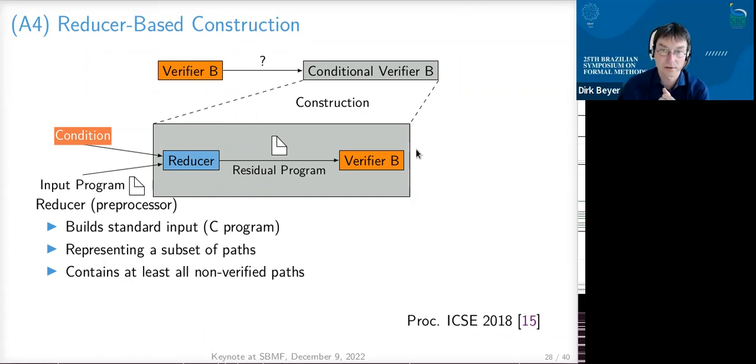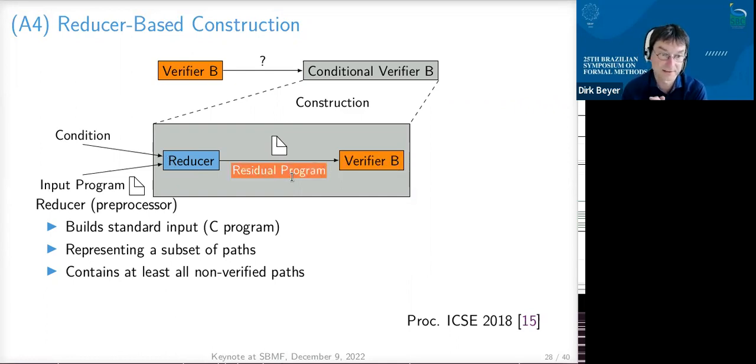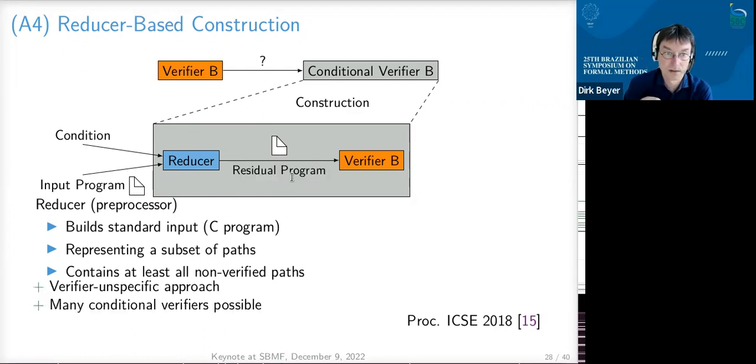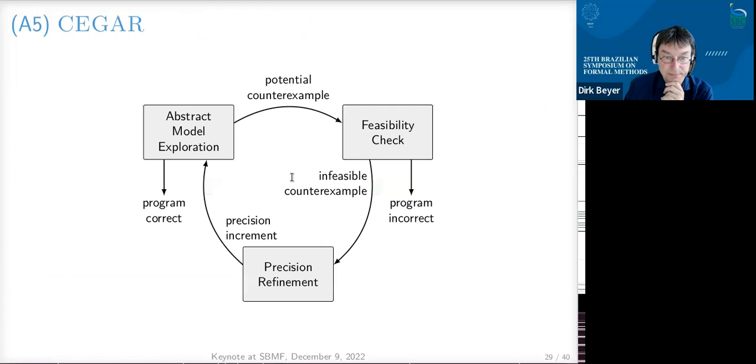So we have now 50 or so verifiers B that we can use here. And this reducer is its own component. So basically, if somebody wants to construct a conditional model checker, he or she can use the existing components to do this, because we have an exchange format that is an established standard. Here, the C standard. Okay, next example.